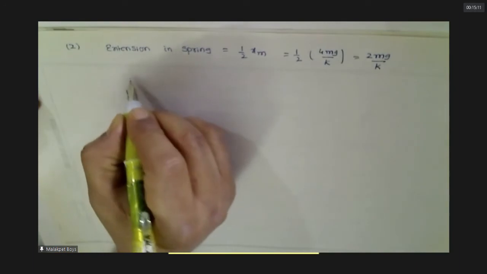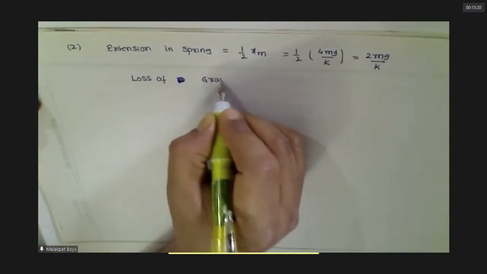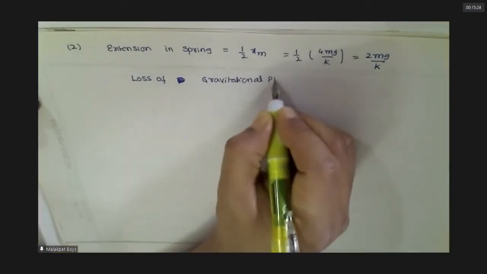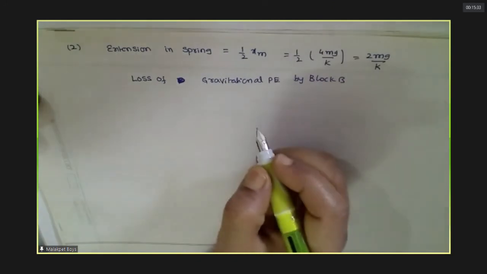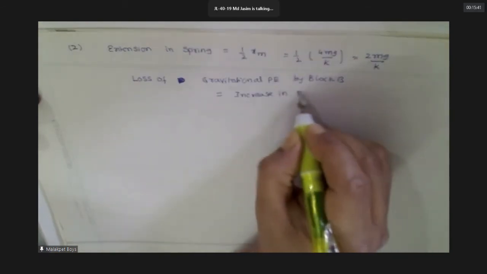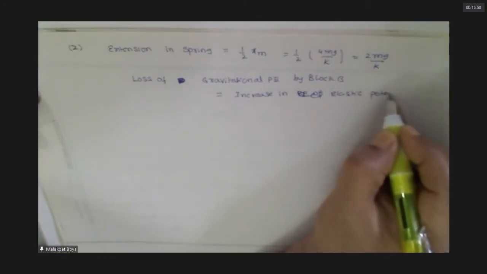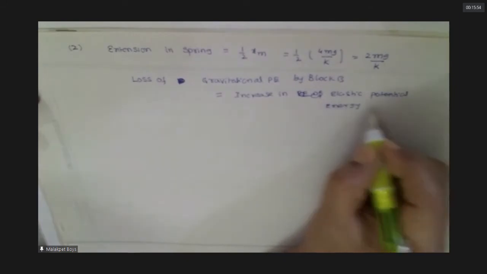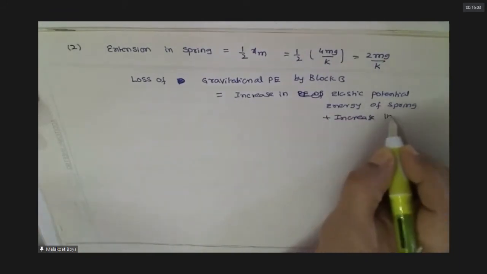Now here, what is losing energy? I'll say gravitational potential energy loss by block B. Kinetic energy. Potential energy of spring, elastic. Because blocks are moving now. This is kinetic energy of blocks.